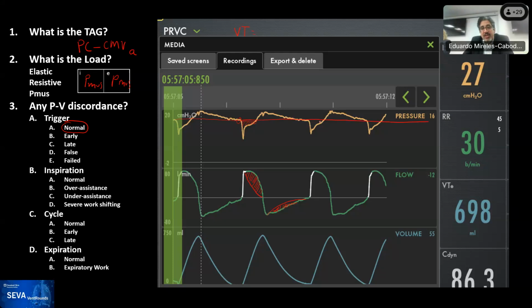So at the end of this, we have a patient on PC-CMV with high respiratory effort, in which the trigger is normal, there's severe under assistance, the cycle is normal, and there's expiratory work. And a common question that I get is, well, it looks okay, the patient. I mean, so why don't we leave it there?